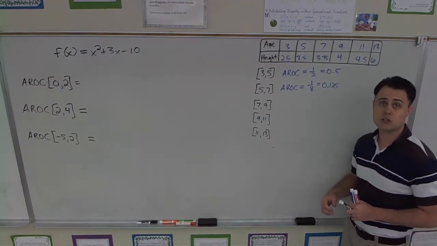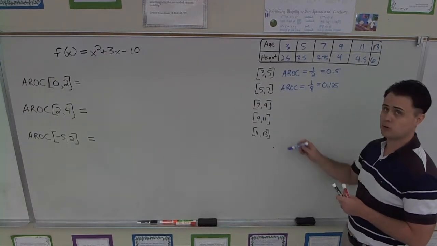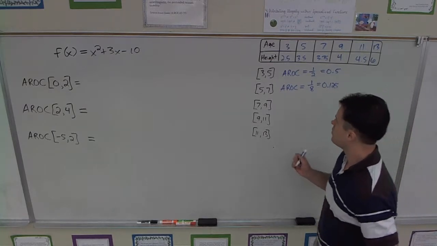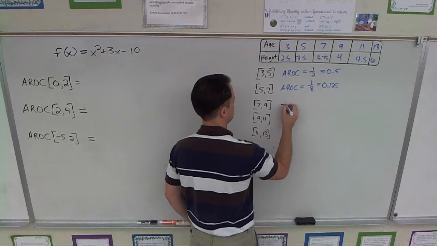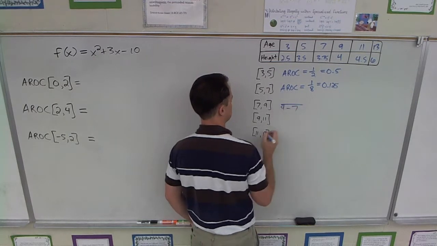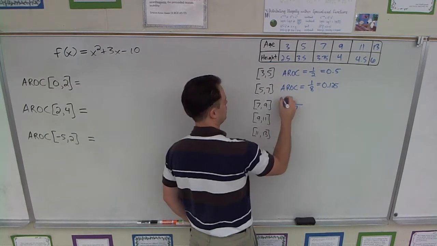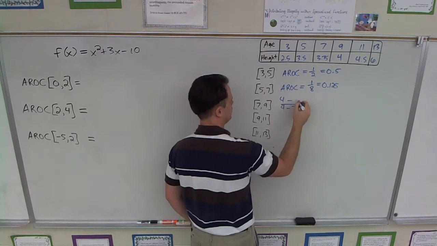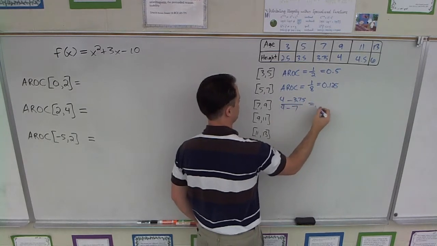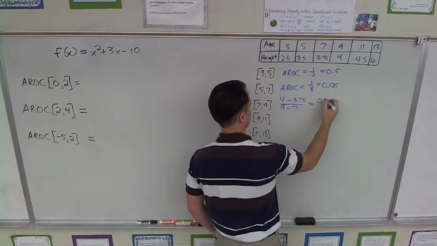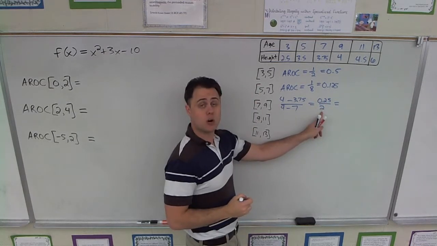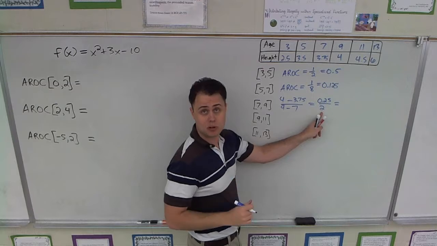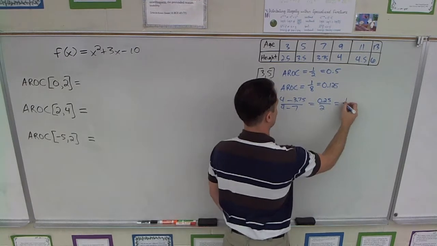Okay, so let's check our work with these final 3 average rates of change. So now we want to look at the average rate of change from 7 to 9. So I'll find the change in the x values. At 9, the y value is 4. At 7, the y value is 3.75. So that gives me 0.25 on top, 2 on the bottom. Basically, that's a quarter divided by 2. A quarter divided by 2 is, of course, an eighth.